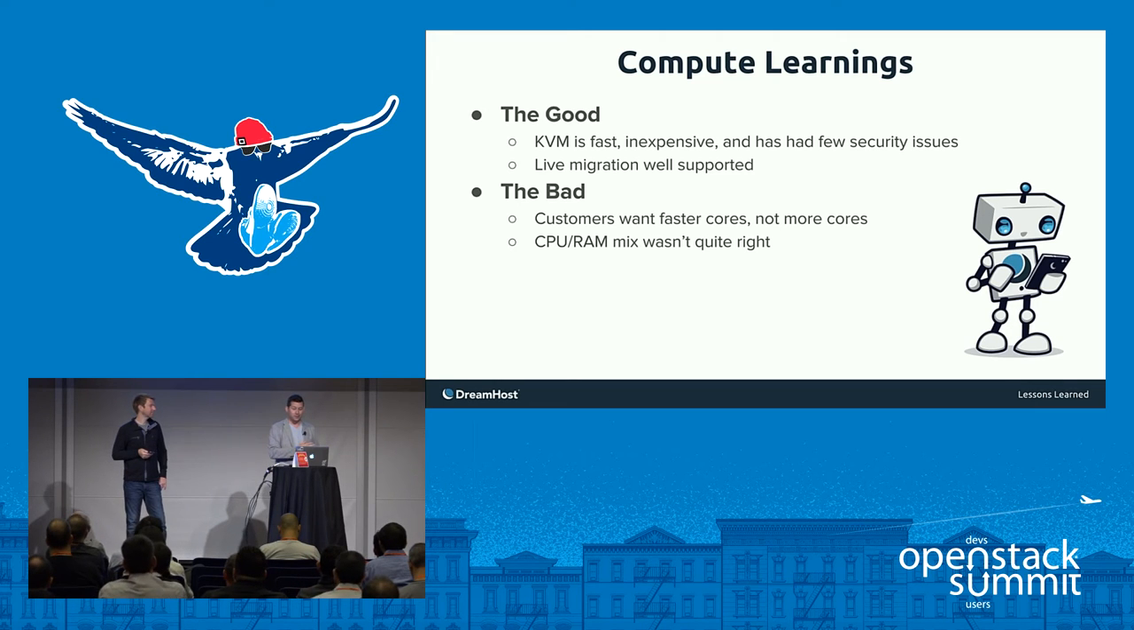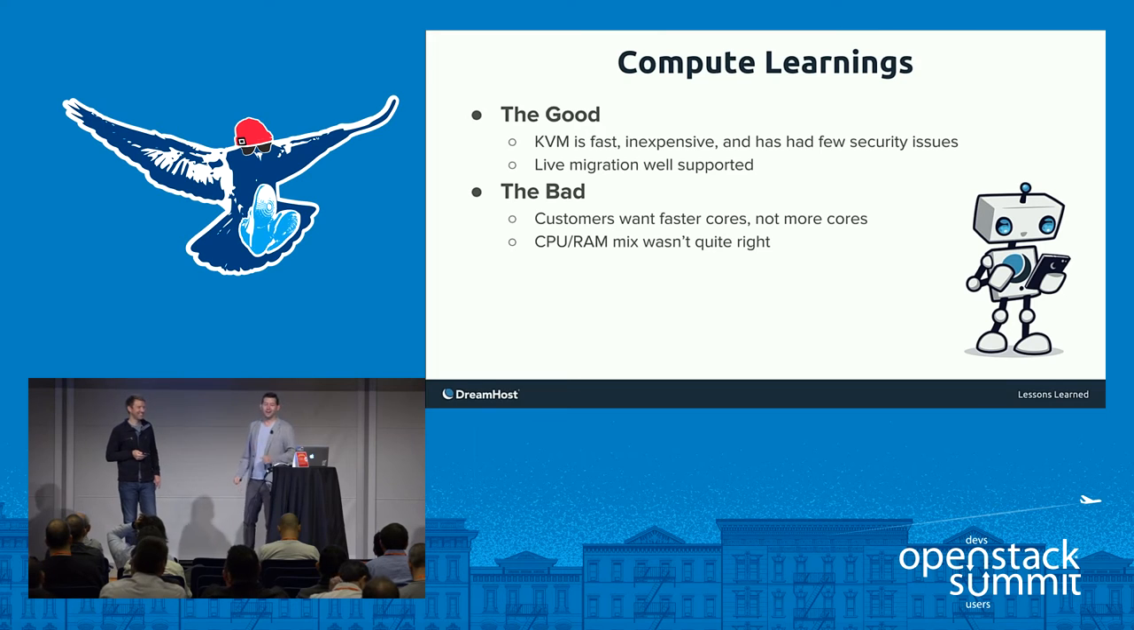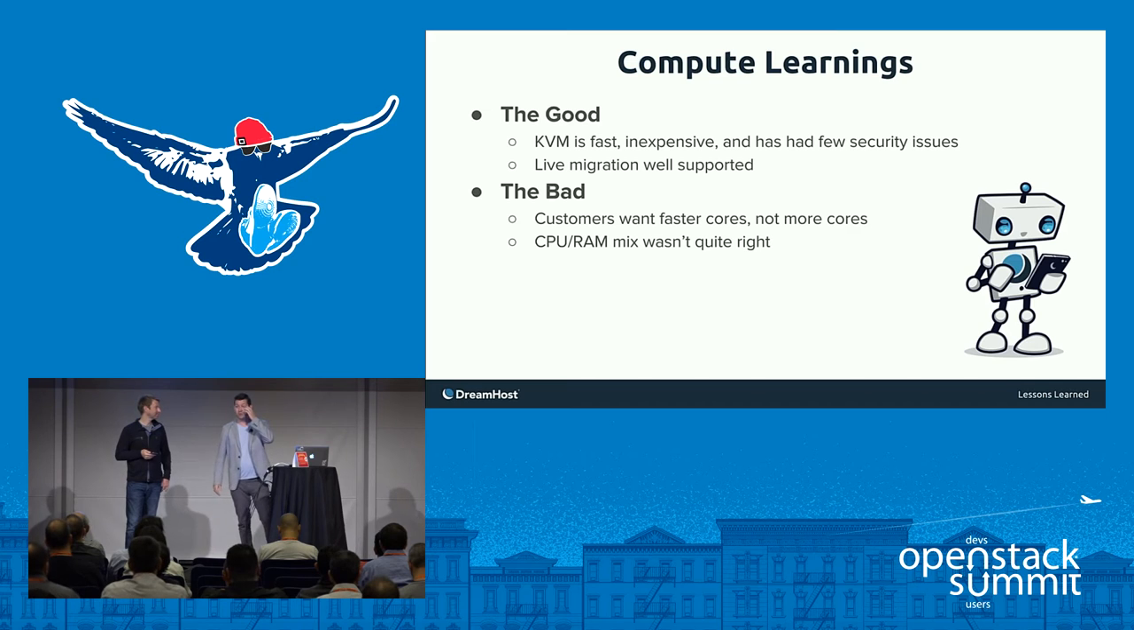The bad side, well, we were wrong about the future. Well, we weren't wrong about the future necessarily. We thought it would come sooner. And it turns out, you know what people want? Really fast cores. And they don't care how many, I think 2, 3, maybe 4. They don't want 16 cores. You know, maybe they do, but they want them all to be really, really fast.